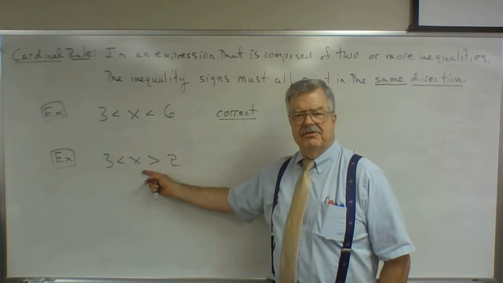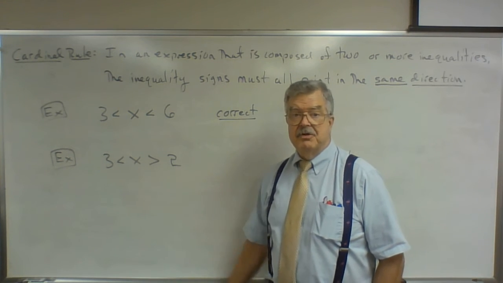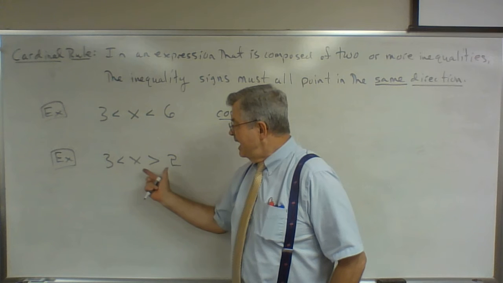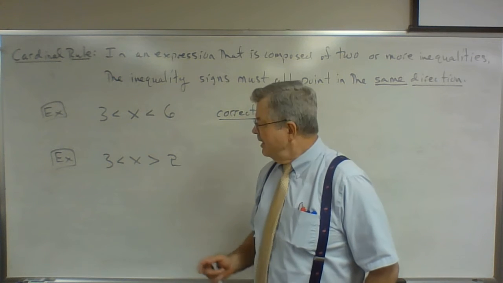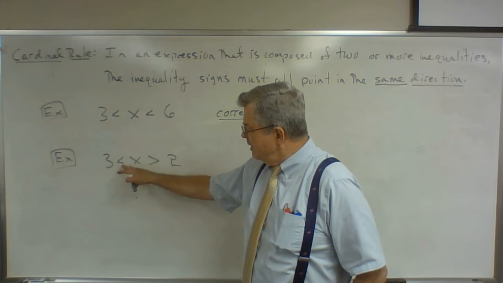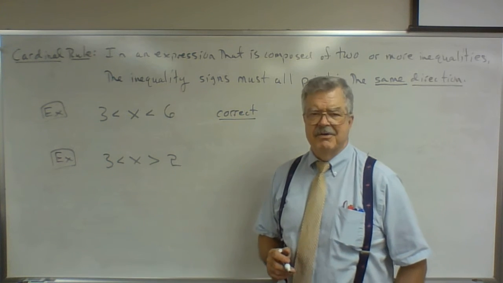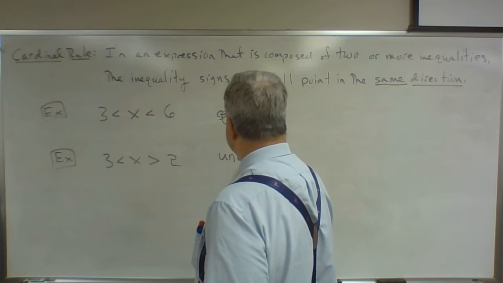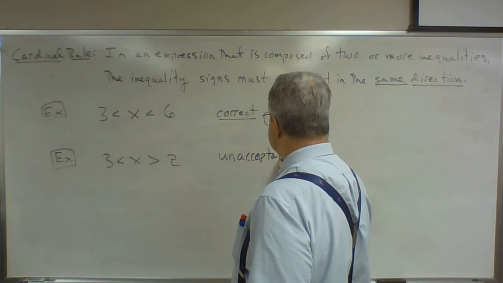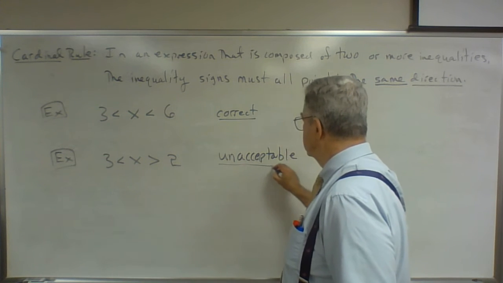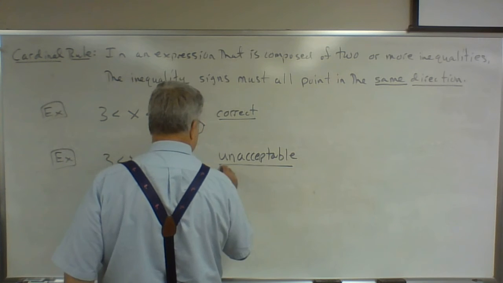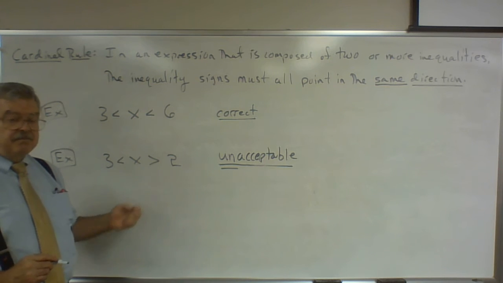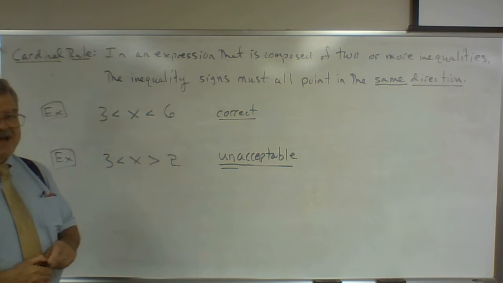But look at the second expression. It's composed of two inequalities. 3 is less than x, and x is greater than 2. The problem here is that the inequality signs are pointing in different directions. That's a no-no. This is no good.